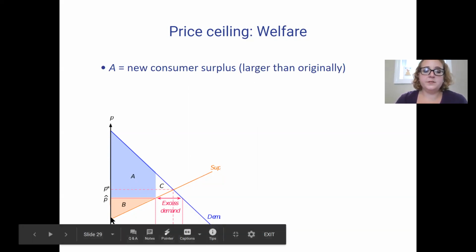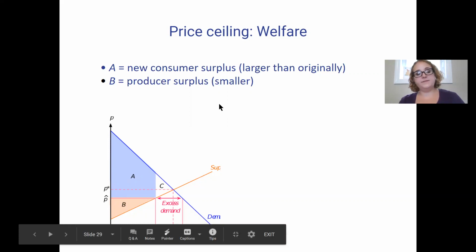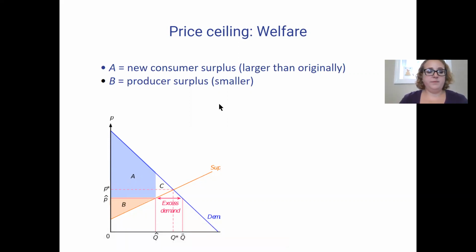but the producer surplus used to be this area under the P star. Now this has shrunk to just the smaller triangle. So producer surplus falls. And remember, they're selling this product for less than they were. They're selling it for $8 instead of $10. And they're also selling less than they were before. So they're getting less benefit.